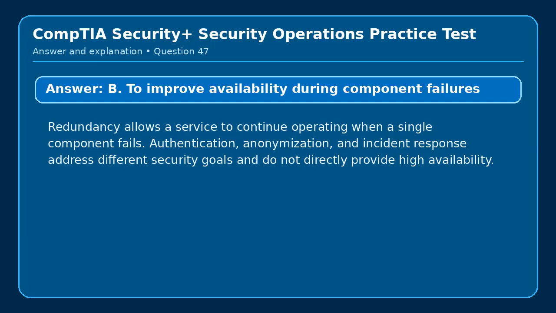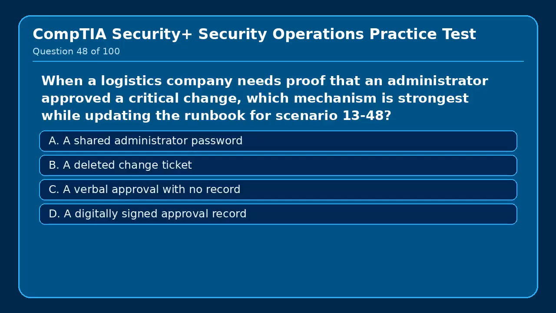Question 49. A help desk at a cloud startup must distinguish authentication from authorization. Which statement is accurate for the next maintenance window for scenario 13 to 49? A. Authorization proves a user's identity with a password. B. Authentication verifies identity, while authorization determines allowed actions. C. Authentication assigns file permissions after login. D. Authorization replaces logging for privileged accounts. Take a moment to choose your answer.